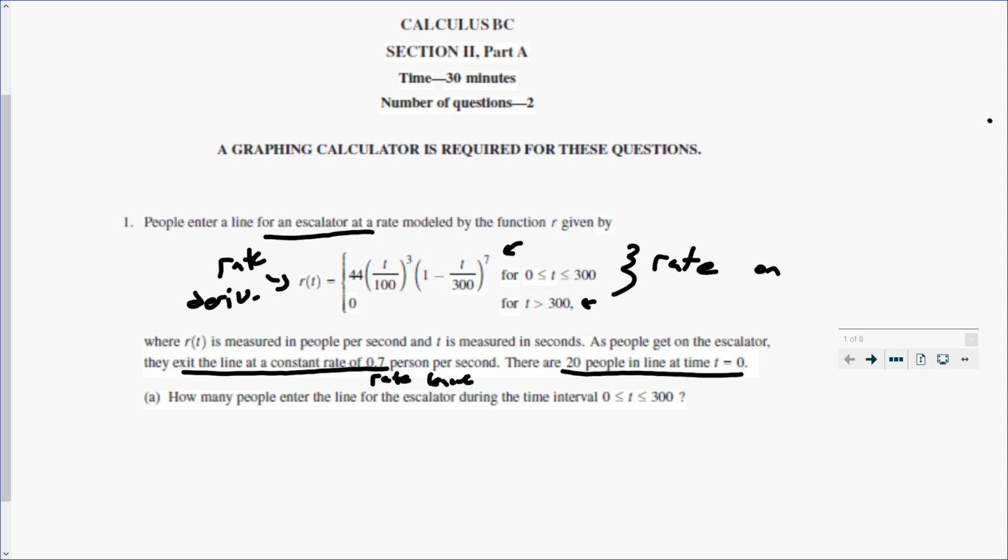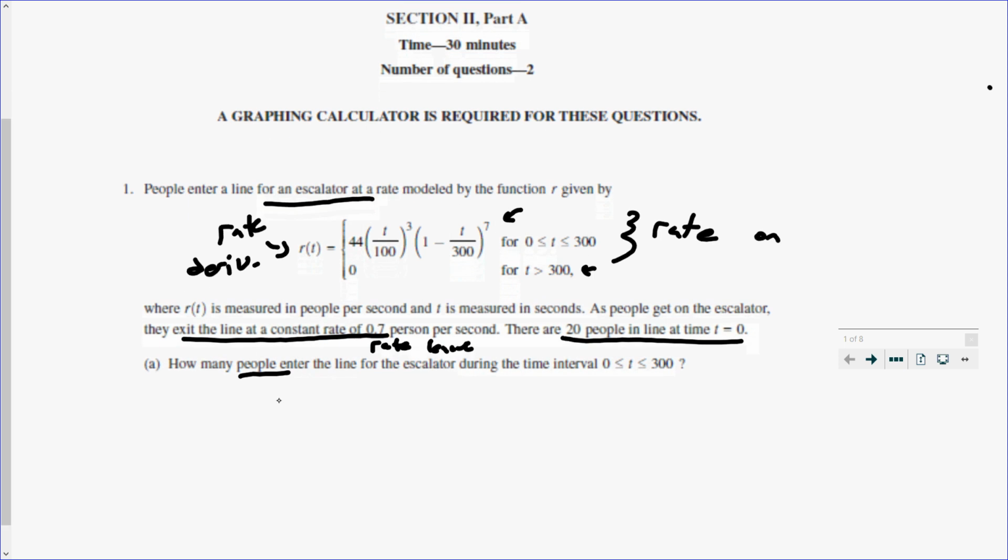All right. So the first question says, how many people enter the line during the time between 0 and 300? Well, that's a very simple integral. I want to know how many people enter the line. So this is just an integral. We integrate the rate. So we integrate r(t) dt from 0 to 300.